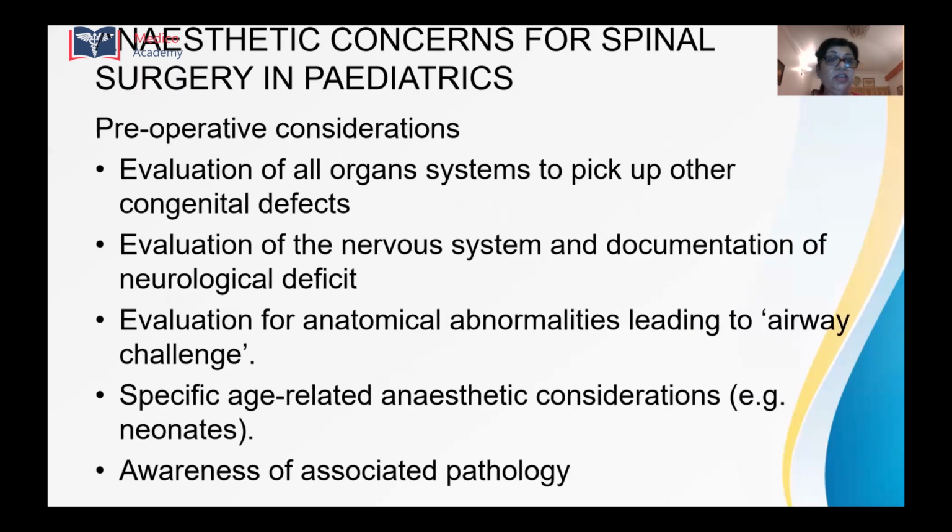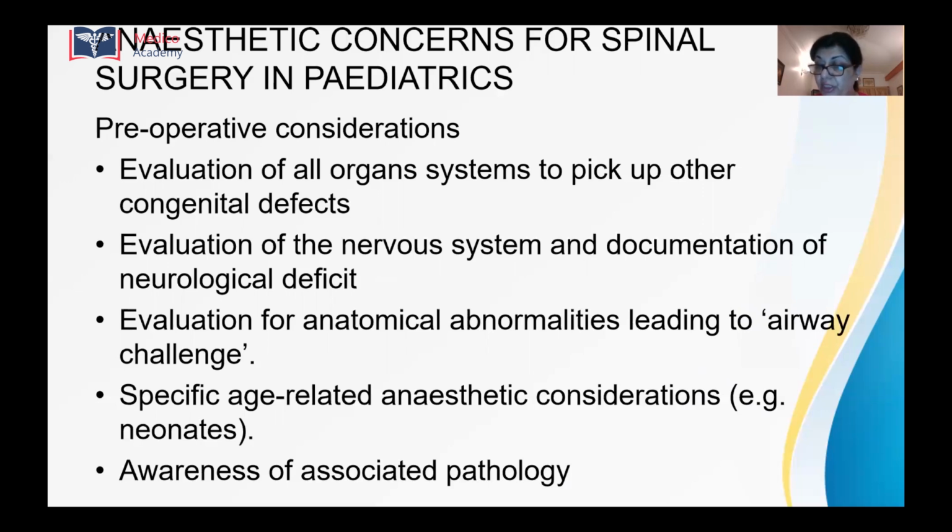Now, what are the anesthetic considerations for spinal surgery in pediatrics? First of all, the preoperative considerations. There should be evaluation of all the organ systems to pick up other congenital defects. When assessing a child for spinal surgery, it is important to adopt a holistic approach. Many children have congenital problems and may present for multiple procedures. Associated medical conditions, details of previous medical and surgical procedures, previous anesthetic records, and details of ongoing treatment must be sought. Evaluation of the nervous system and documentation of the neurological deficit.